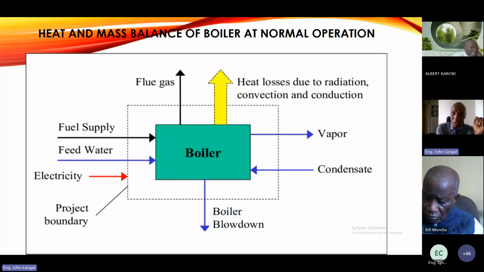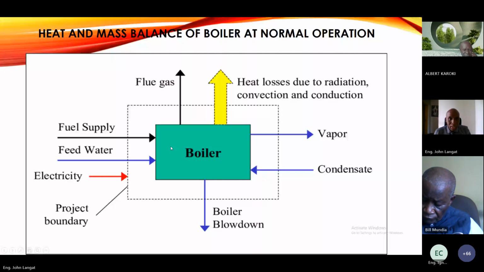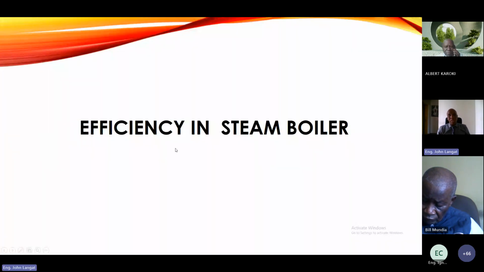Then we have the blowdown also, because in regular boiler operation, you must do boiler blowdown. I'll mention something to do with it later. This is to remove the total dissolved solids inside the boiler to guarantee that no sludge accumulates inside the water side of the boiler. So let's now talk about efficiency in steam boilers.